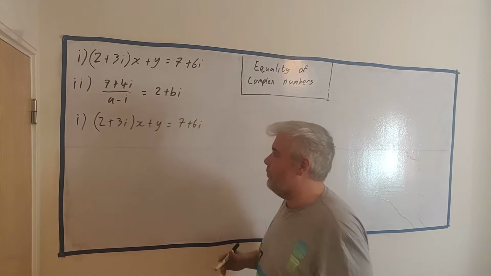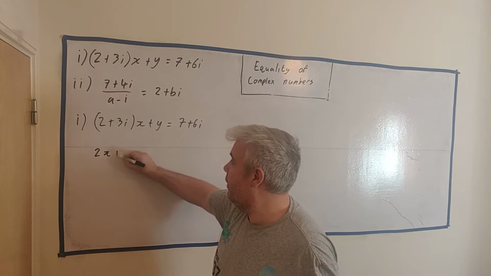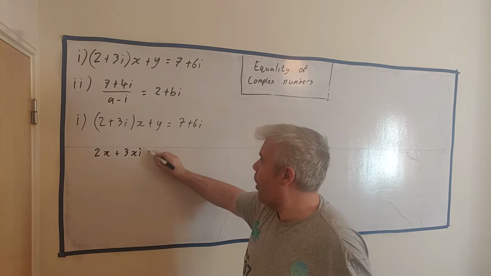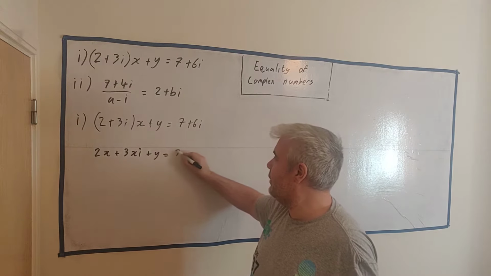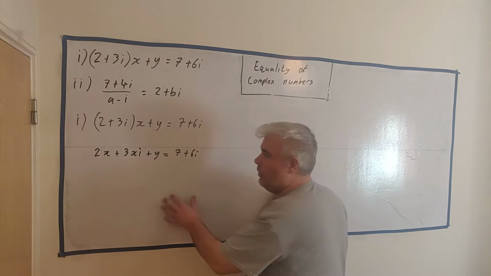making it an imaginary number itself. So let's multiply this out. We'll get 2x plus 3xi plus y is equal to 7 plus 6i. So now we can get all the real numbers.